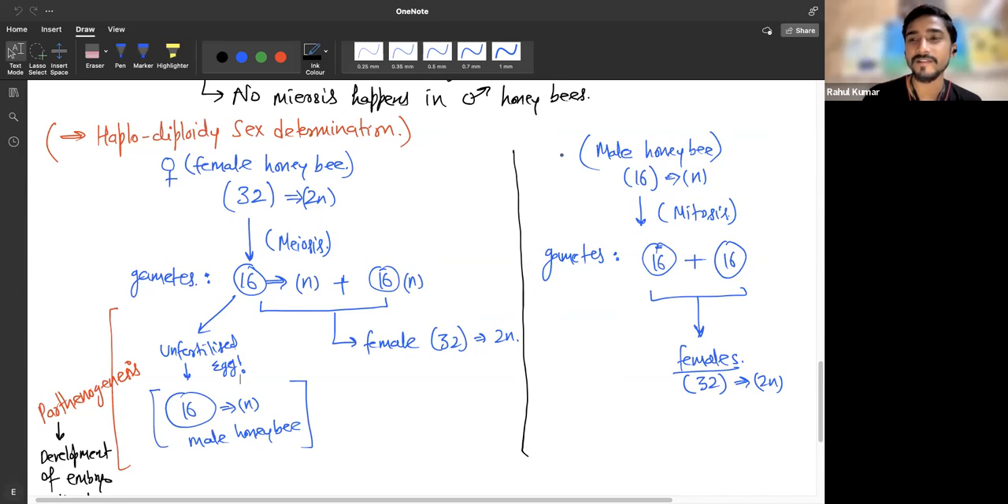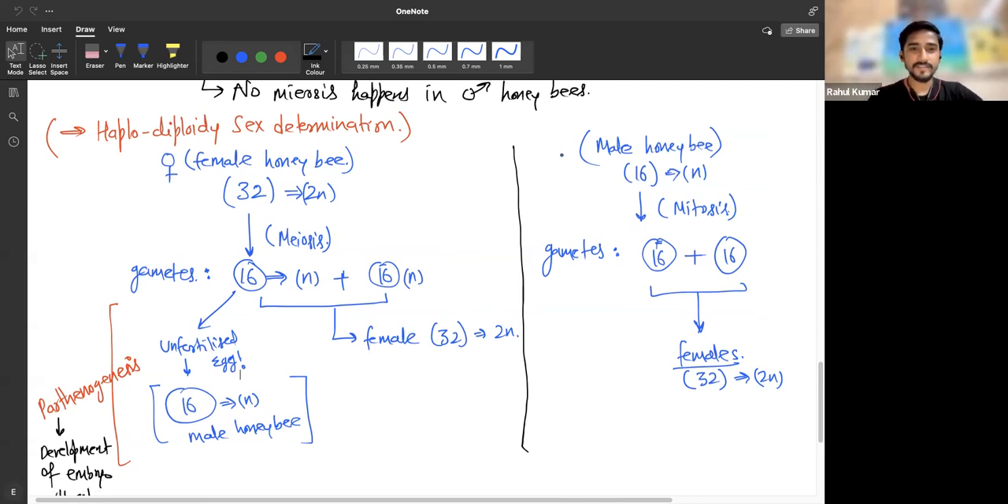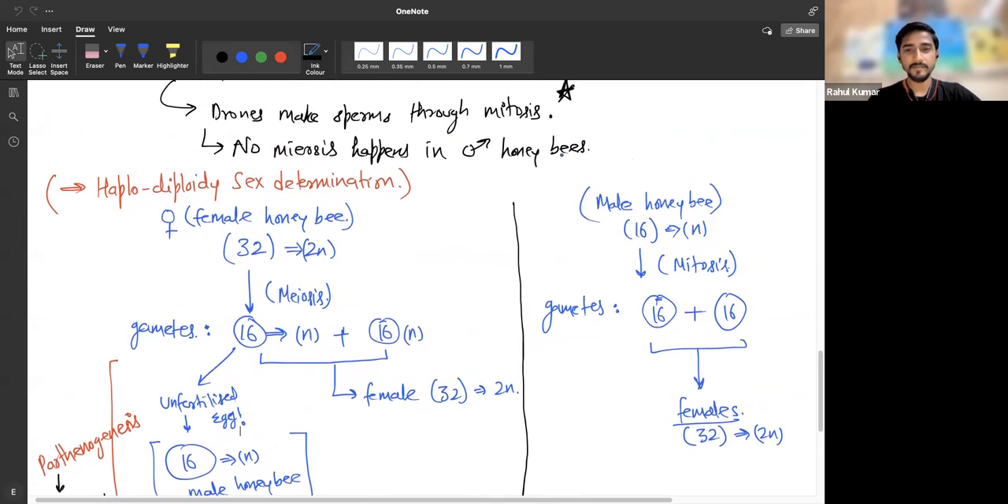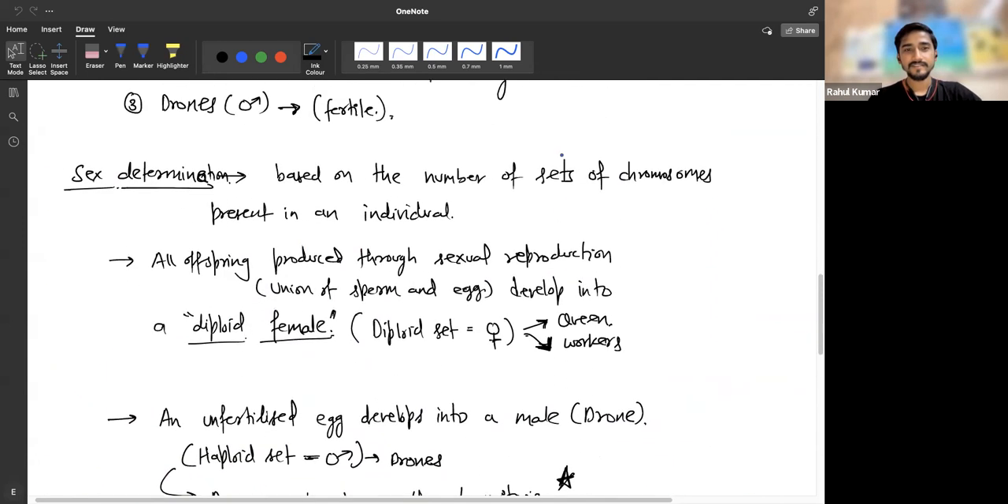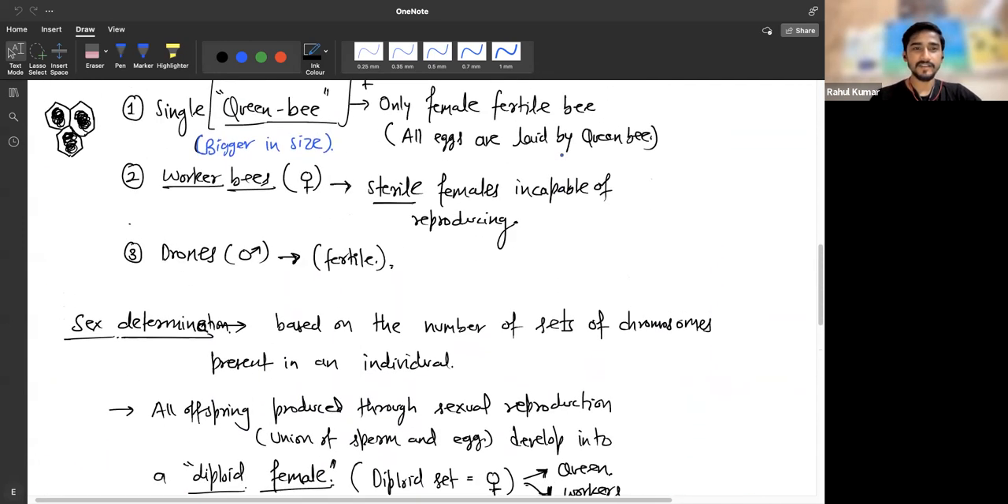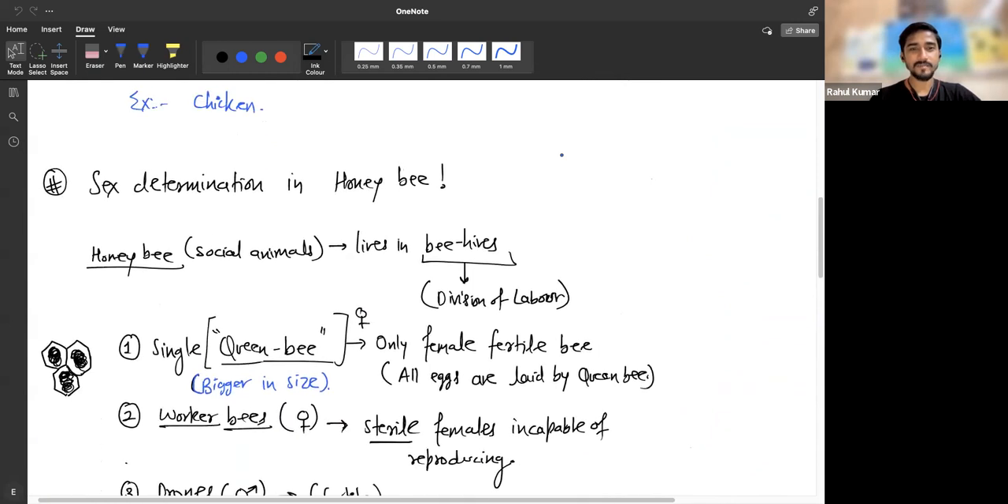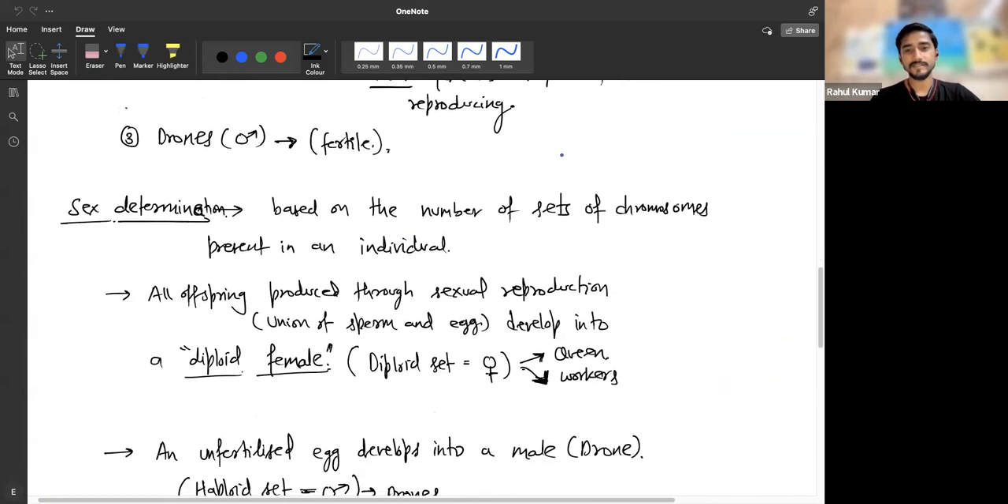What about females? Can females have grandsons? Of course. Of course they can have grandsons, and they can also have granddaughters. So everything is clear about haplodiploidy sex determination in honeybees. And you understand why it is very interesting, because lots of questions can be made in these concepts.